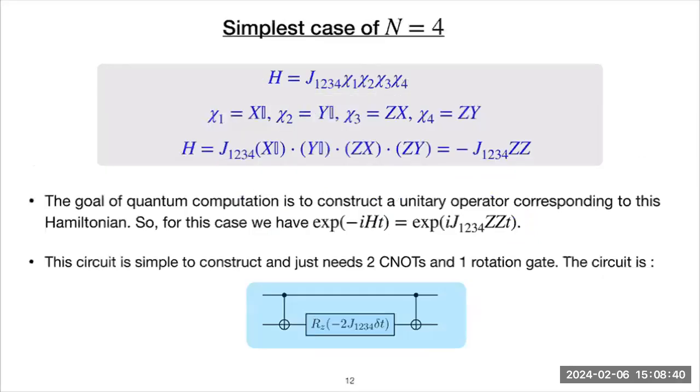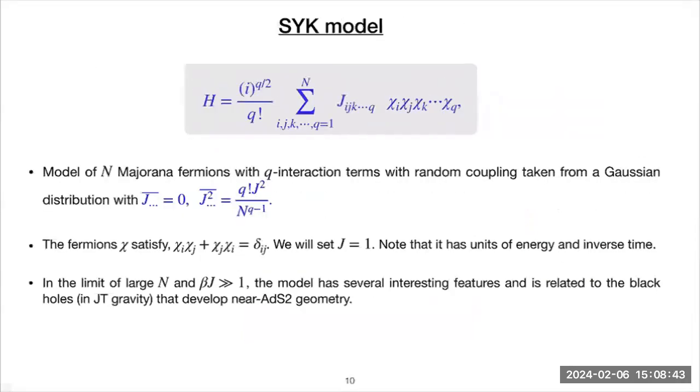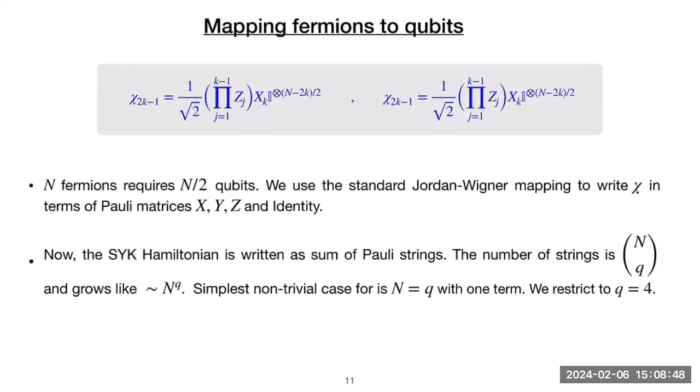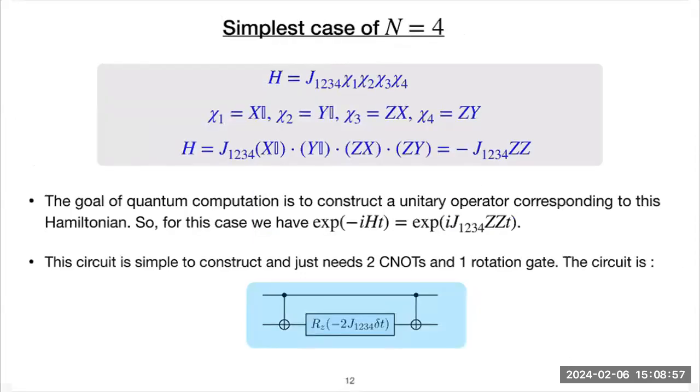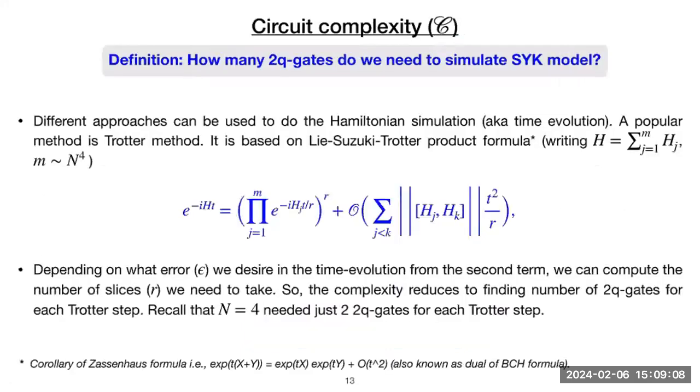Now, one of the things which is interesting to know is, if I'm given this Hamiltonian, what is the complexity of simulating it as a function of the number of fermions? For example, if someone asks, you are saying that for n equal to 4, we need two CNOT gates, which are two-qubit gates and one rotation gate here. So how many two-qubit gates do we need to simulate the SYK model for a given n? That is a very interesting problem. But before going there, we have to understand what we mean by simulating the SYK model.